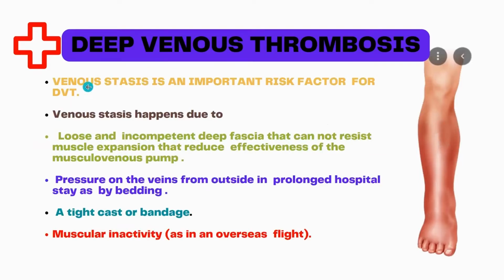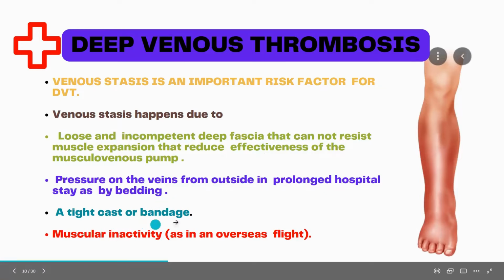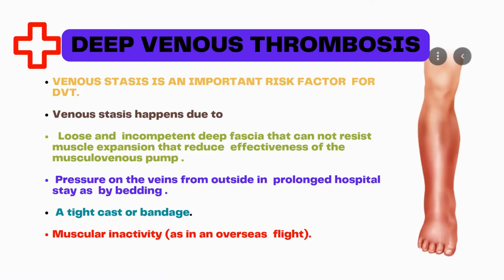So what are the causes of this DVT or deep venous thrombosis? Venous stasis is an important risk factor for DVT. Venous stasis happens due to loose and incompetent deep fascia that cannot resist muscle expansion, which reduces the effectiveness of the musculovenous pump. Pressure on the veins from the outside, as in a prolonged hospital stay, by the bedding, a tight cast or bandage, or muscular inactivity, as in an overseas flight. So all these are the known causes of DVT.